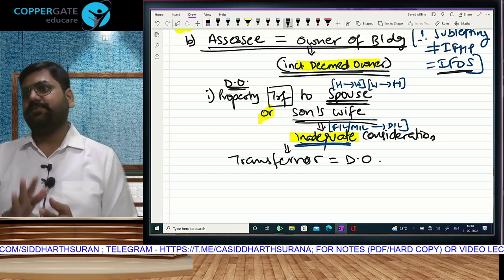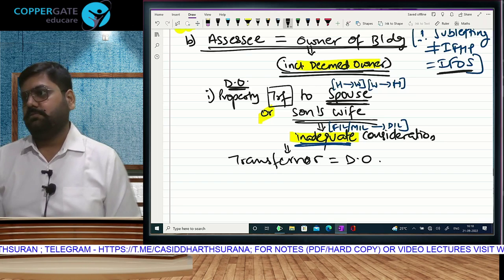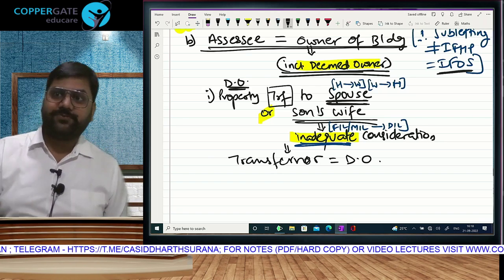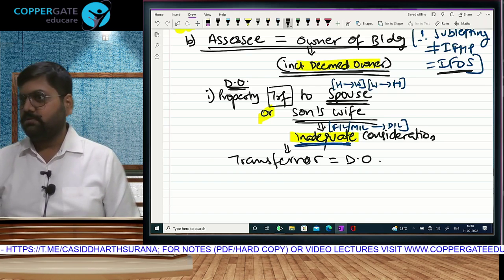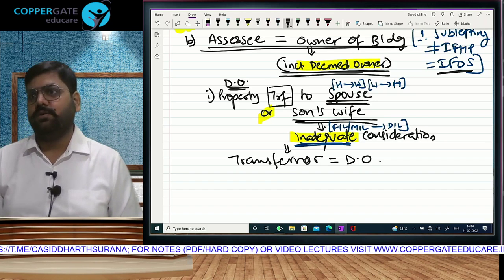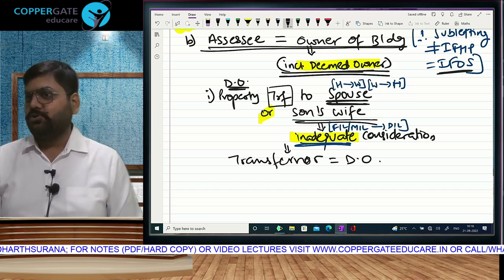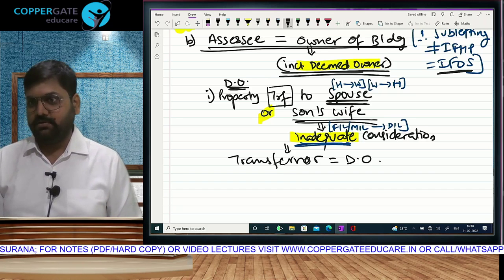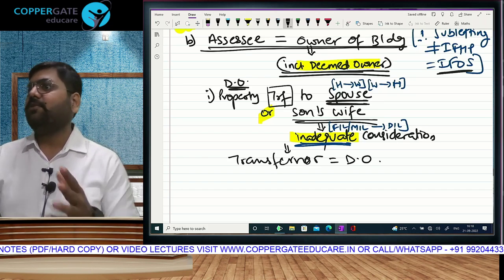Samjha? Son's wife will be in the same house. So if you transfer the asset in the name of son's wife, so rent will come in the same house. So we will make the transferor deemed owner. But daughter's husband will be in another house. So if you transfer to daughter's husband, that rent will not come in your house. No? Then we are not applying deemed owner.